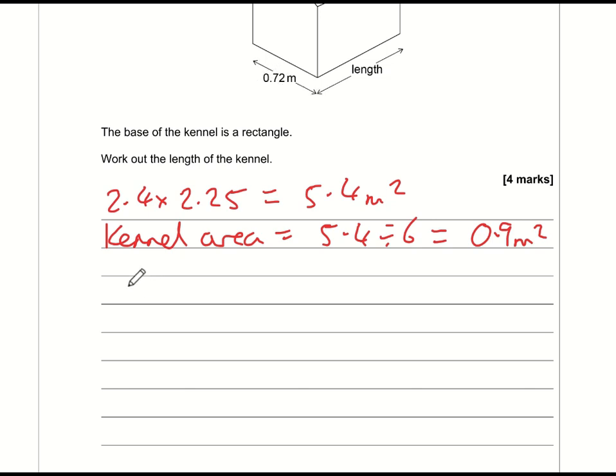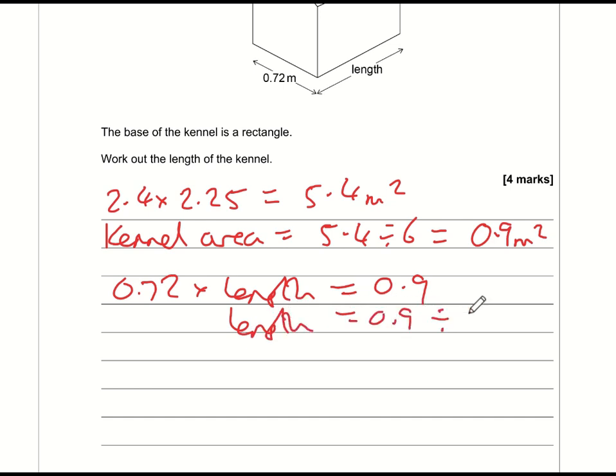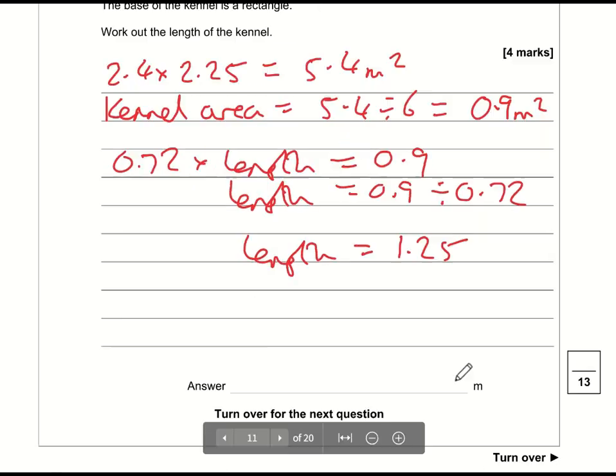Now, the area of the kennel is 0.72 multiplied by the length, and that is going to equal the 0.9, so therefore the length is going to be 0.9 divided by 0.72, so therefore the length, using the calculator, is 1.25 meters. There we go.